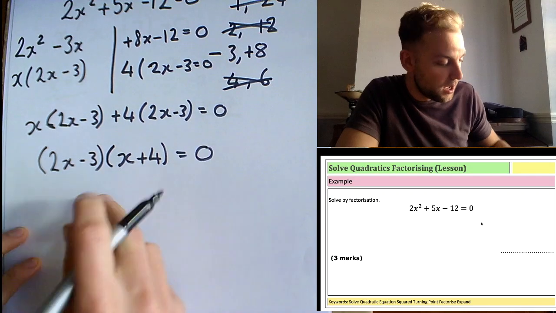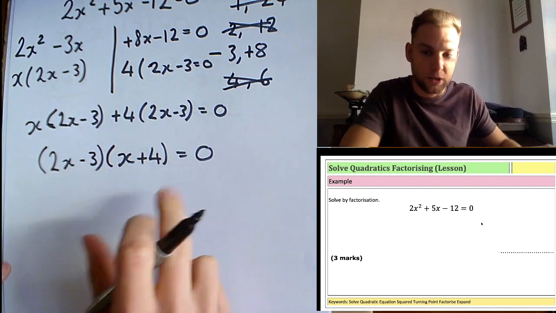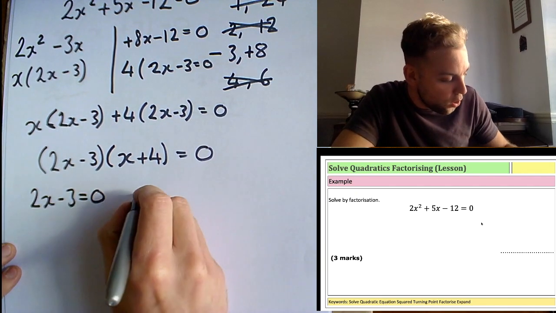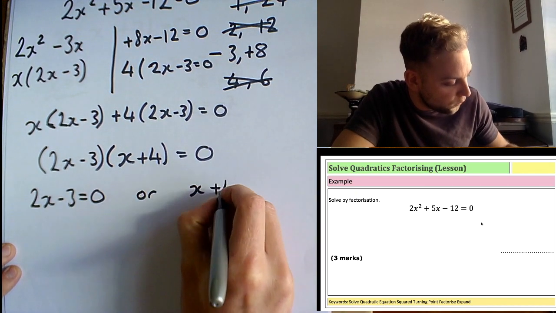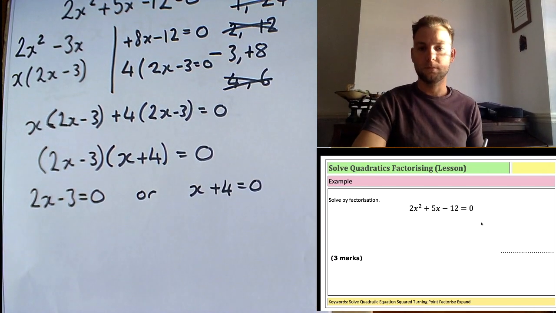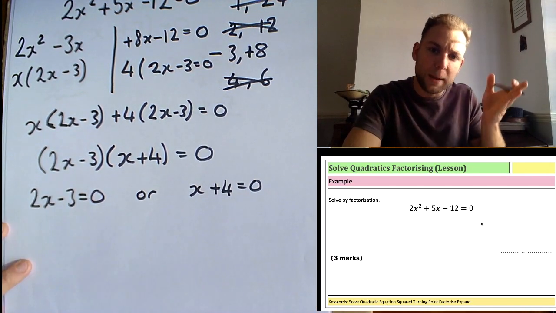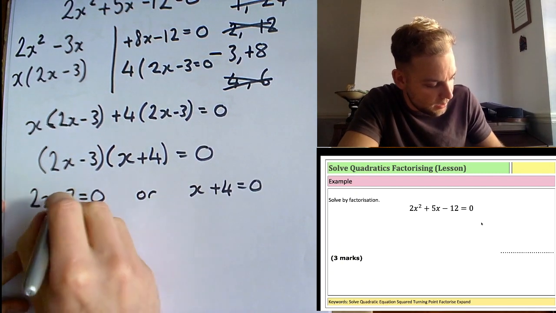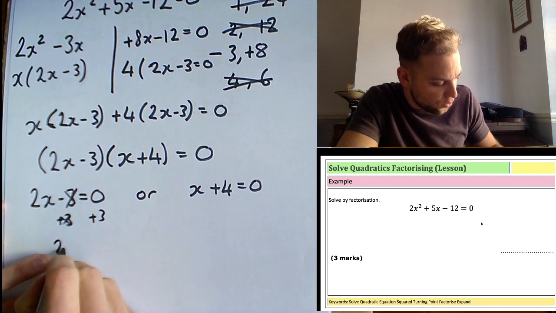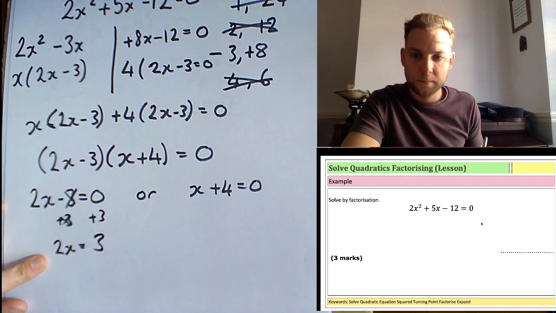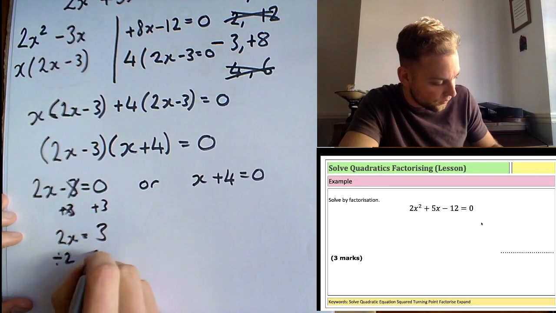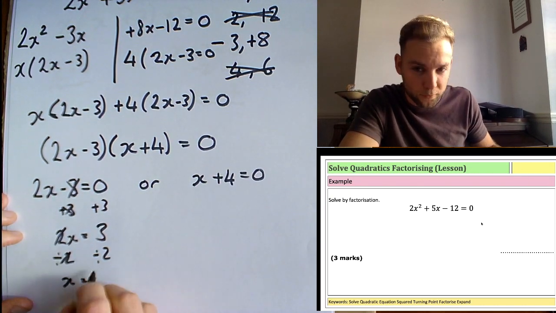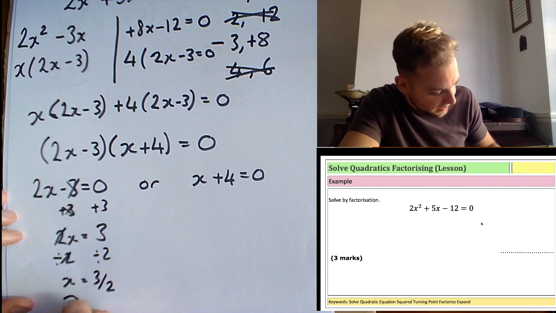So now, because I've got two things which are multiplied together to make 0, I know that 2x minus 3 is equal to 0, or x plus 4 is equal to 0. And we haven't actually seen one of these. It's a two-step equation, not too tricky. First thing I want to do is add 3. So I end up with 2x is equal to 3. Then divided by 2, x is equal to 3 divided by 2, which is 1.5. I'm going to write it as a fraction. x is equal to 3 over 2.